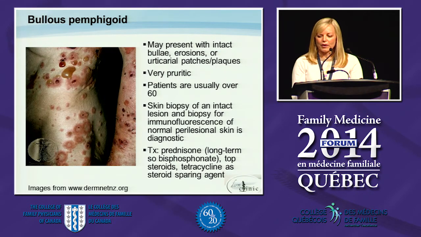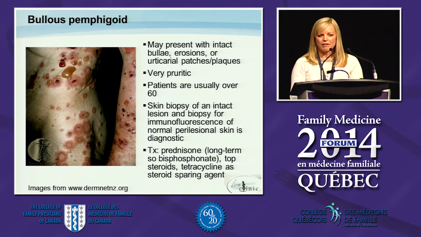So bullous pemphigoid can sometimes be quite dramatic. This is actually a pretty dramatic picture with lots of bulla, lots of pink indurated patches and plaques. Other times it's sneaky and we don't actually get the bulla, we just get the patches and plaques. So we call that urticarial stage bullous pemphigoid. So that's a lot more difficult to diagnose.